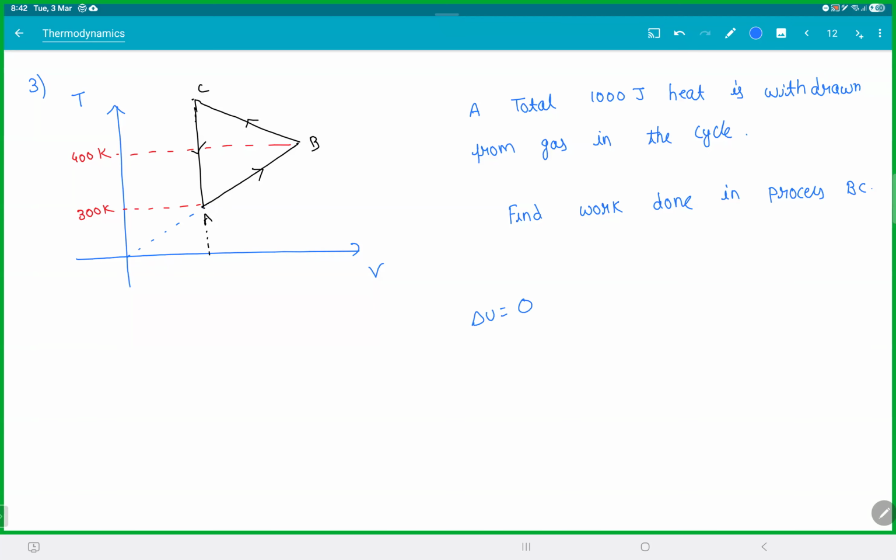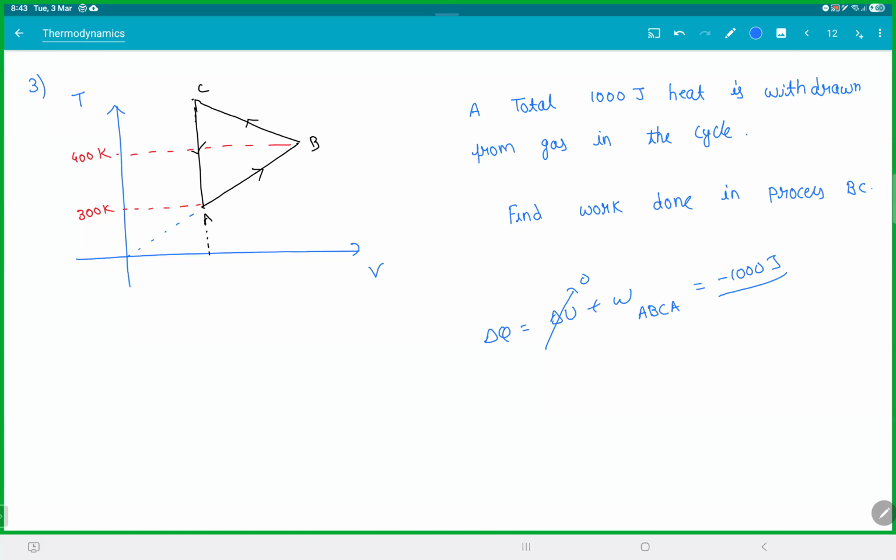So can I say like this? In the entire process, the total heat, delta Q, is delta U plus delta work done. So this is zero. So the work done in the cycle A, B, C, A is actually minus 1000. So A to B, B to C, C to A, the work done is minus 1000.